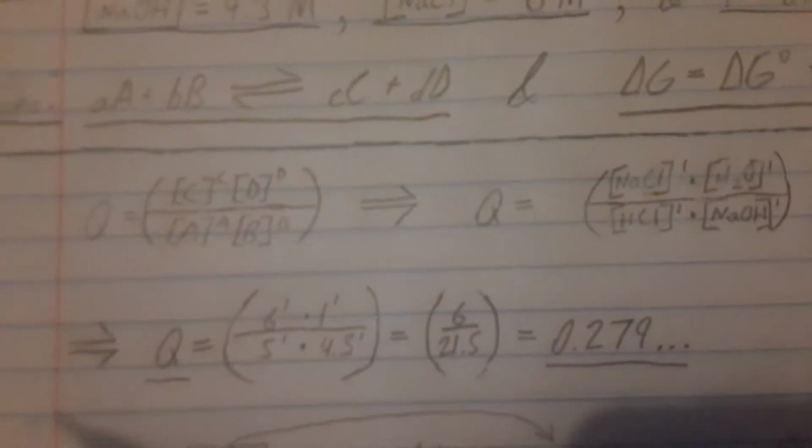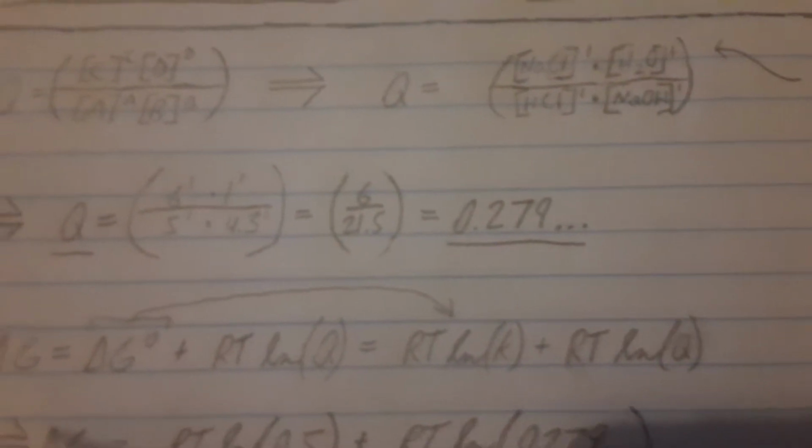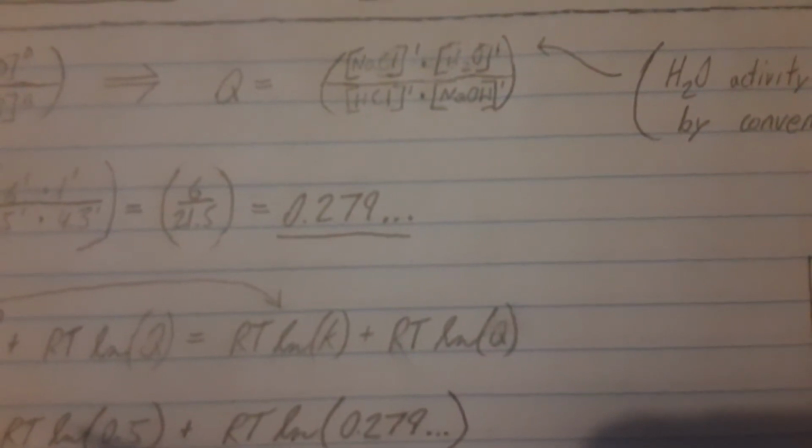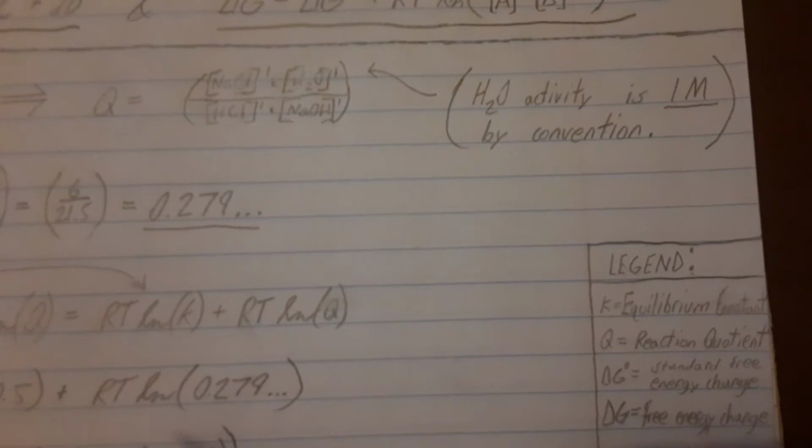But now that we know our products and our reactants, we can put the products on the top and the reactants on the bottom, and these are all to the power of 1. So just assume that they are molar concentrations here, and that's what we are going to write down. So we get our reaction quotient equal to these molar concentrations to the power of 1 multiplied by each other, and that essentially simplifies into 6 over 21.5, which is why we get a reaction quotient of about 0.279. Okay, so now we've got the reaction quotient.